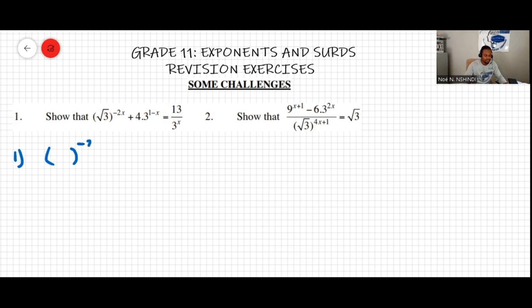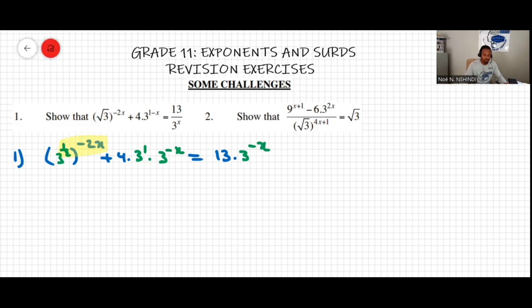-2x plus 4 times... I'll write it this way. Over here, the square root of 3 can be written as 3 to the power of a half, and 4 times 3 to the power of 1 minus x can be written as 4 times 3 to the power of 1 times 3 to the negative x. Then it was 13 over 3 to the x, so we can write that as 13 times 3 to the power of -x.